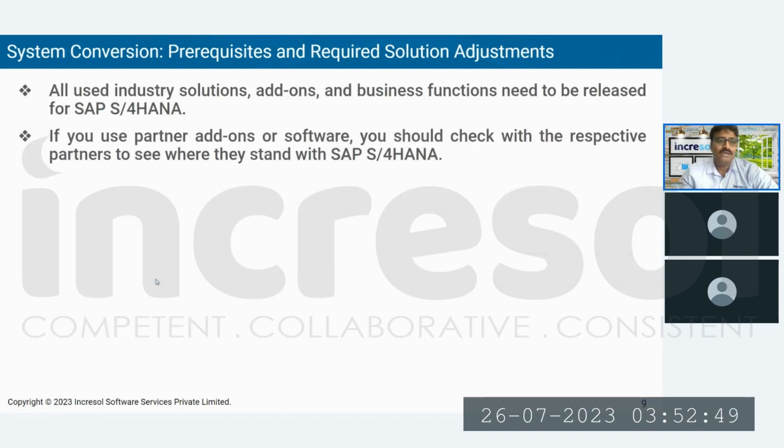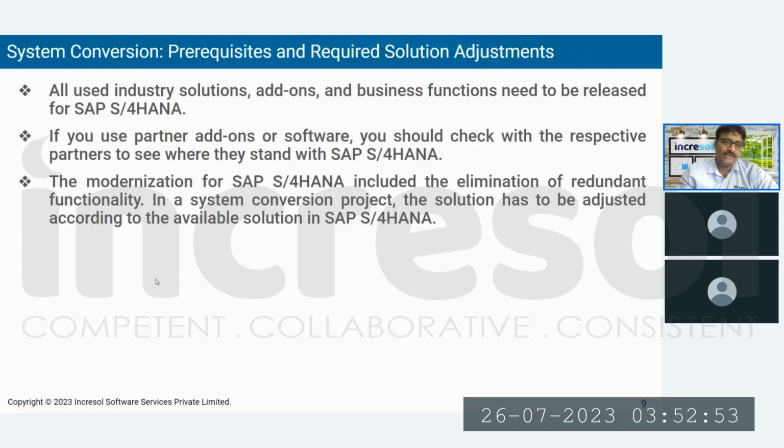So this point we already discussed. For any partner add-ons, you need to check the compatibility with them, and you also need to plan for any functionality that is not available in S4 HANA. What are the alternatives available as part of the conversion? You need to analyze it initially, before going for S4 HANA itself, and plan the required alternatives.